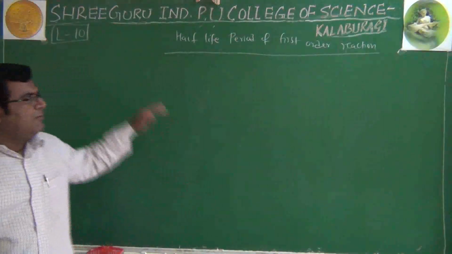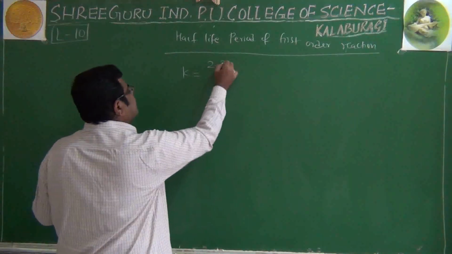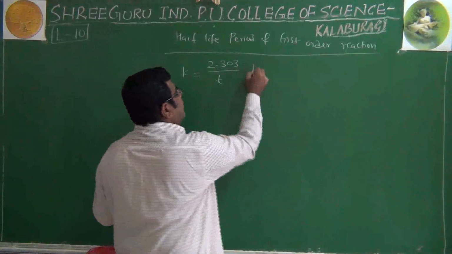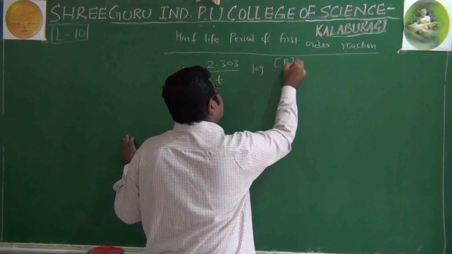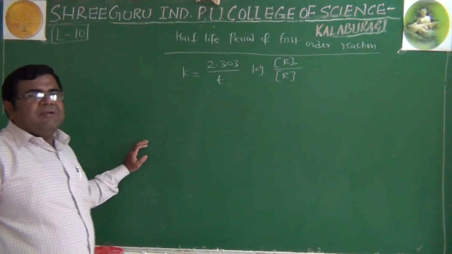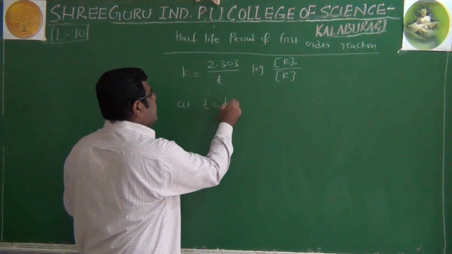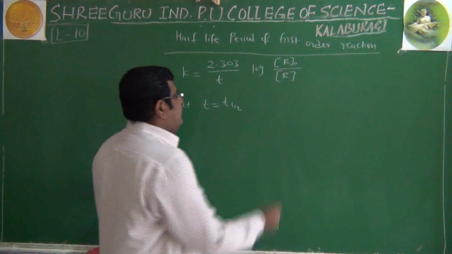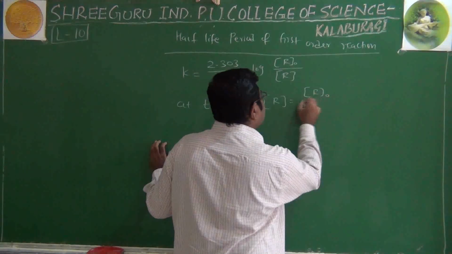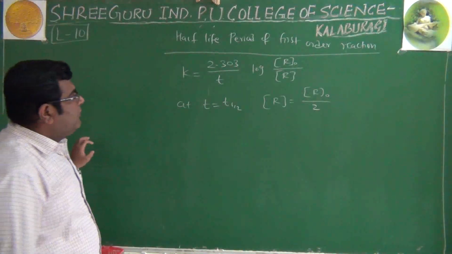Again, only 3-4 steps are needed here. We have to start with k = 2.303/t log of R0/R, and we can say that at t equal to t half, the molar concentration of reactant equals the initial molar concentration divided by 2.